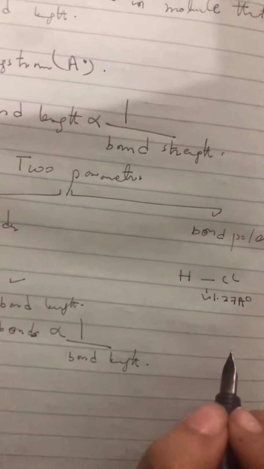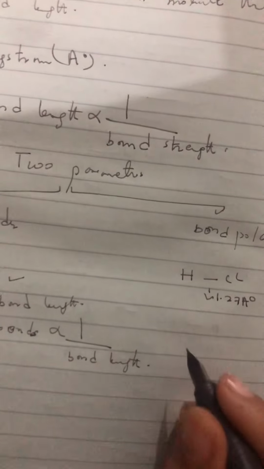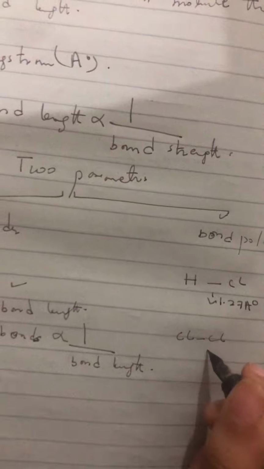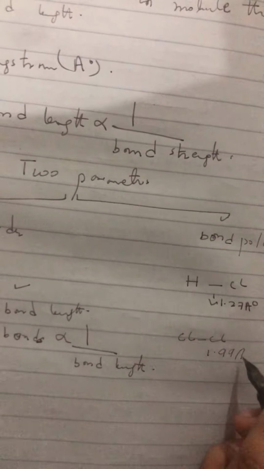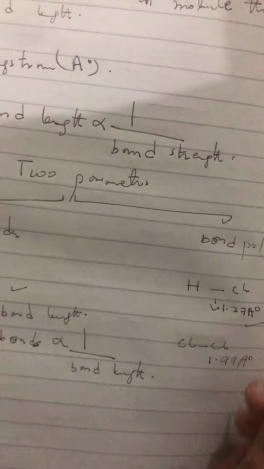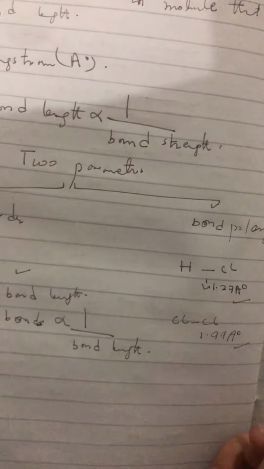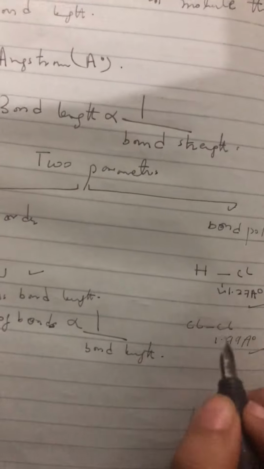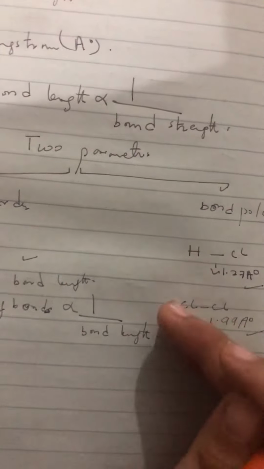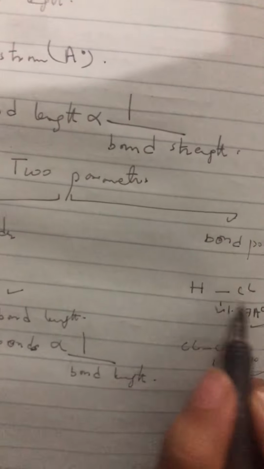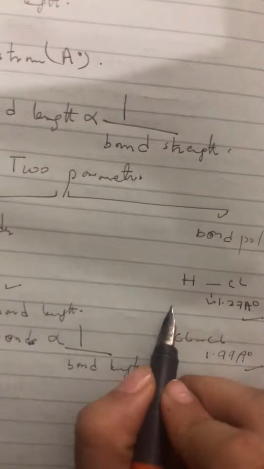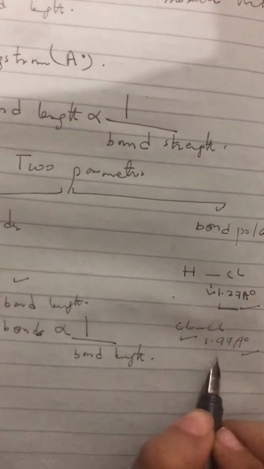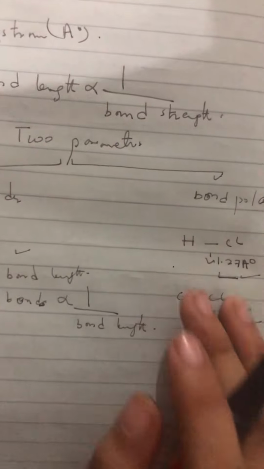If we compare with chlorine and chlorine, it has 1.99 angstrom. So one has low bond length and the other has high bond length, because, as I told you, this depends upon the bond polarity. High polarity gives low bond length; low polarity gives high bond length. So that is bond polarity.